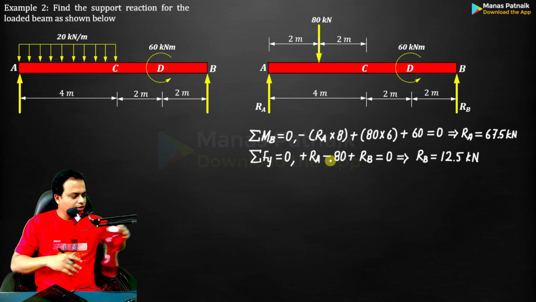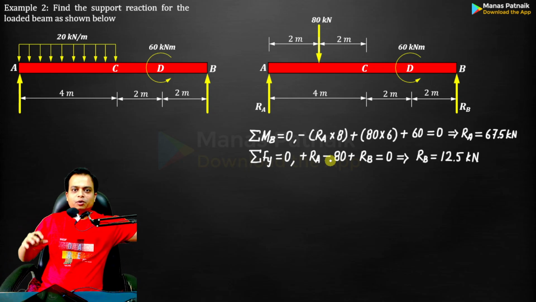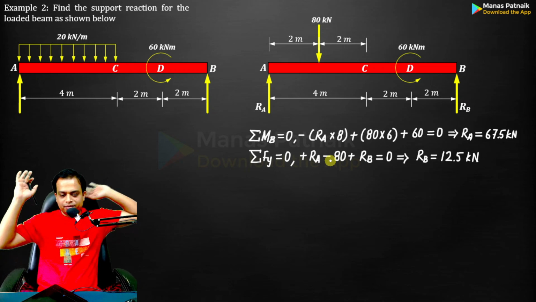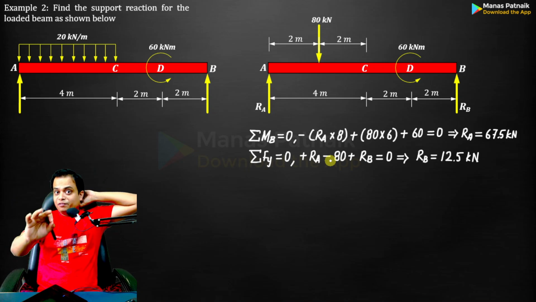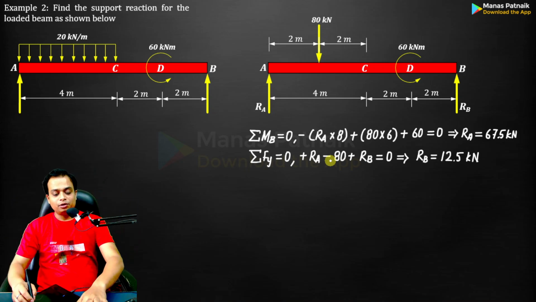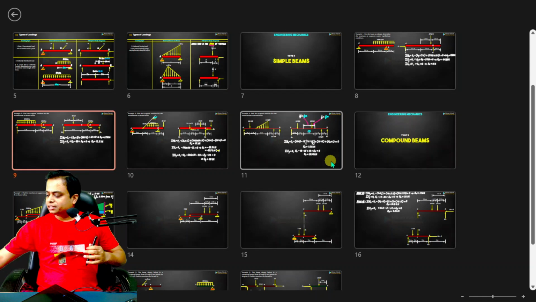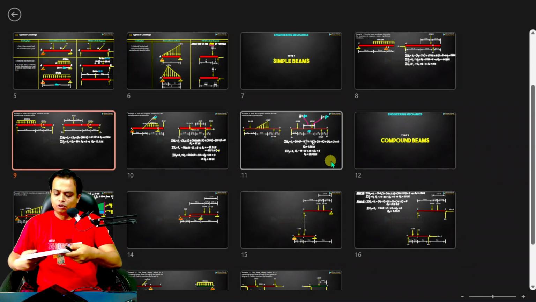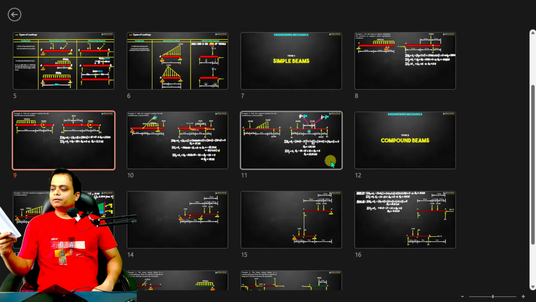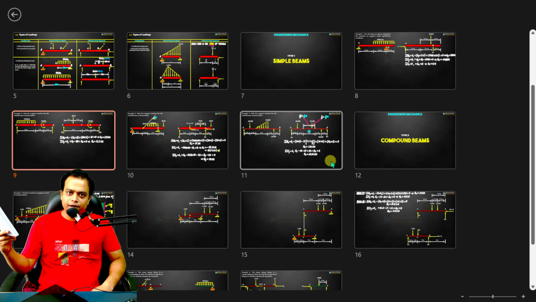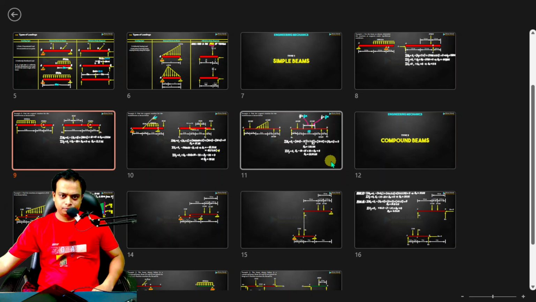So confident about UDLs. All right. You'll also be very, very confident, let me tell you, about uniformly varying loads. What is the next example that I thought of? Which one was it? Slide 11, example 4.